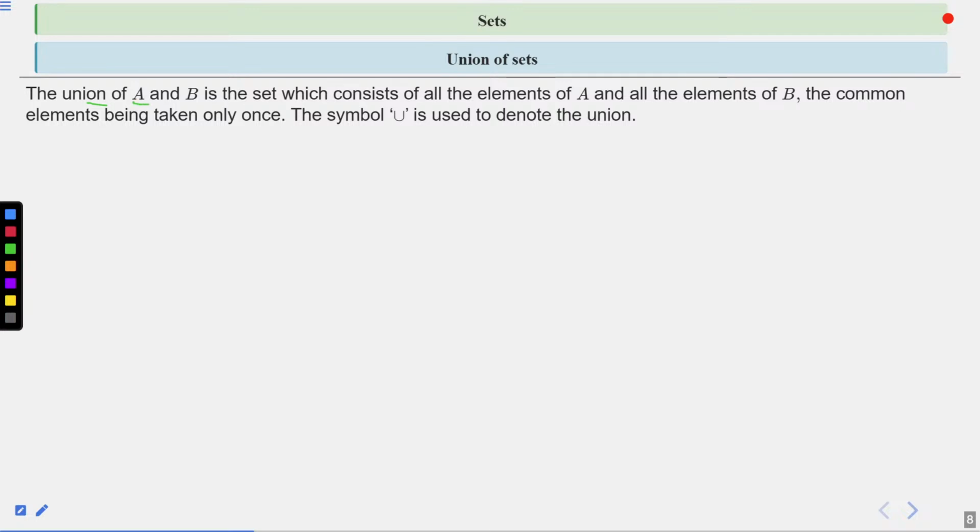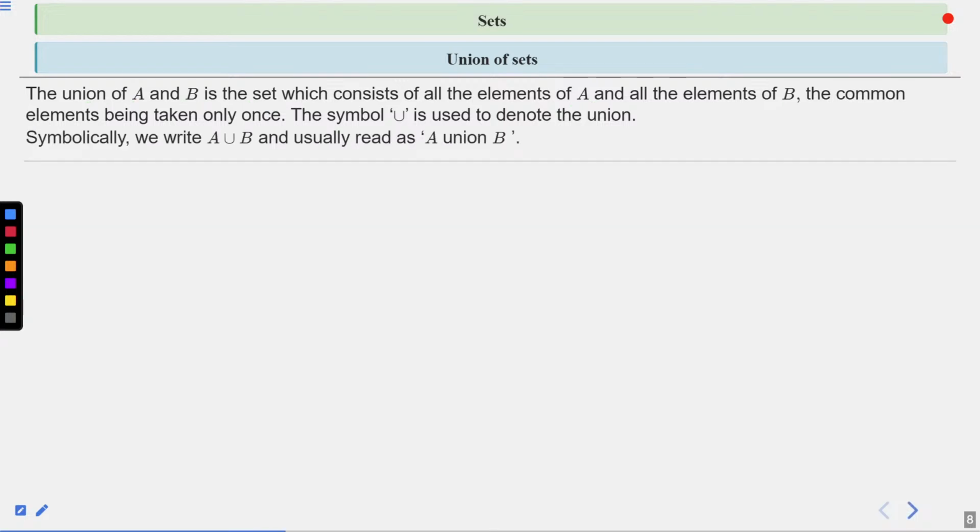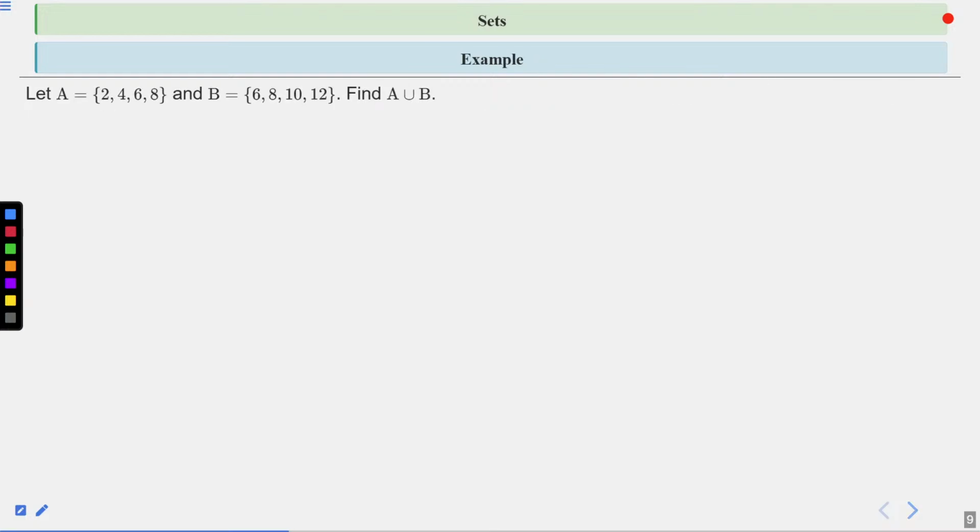those elements, not actually combining, adding like in real numbers, but collecting in a single set. So union of set A and B is another set which consists of all the elements of A and all the elements of B, the common elements being taken only once. The symbol for union is this upward U, used to denote the union. I hope this is clear. Now symbolically we write A union B and read it as A union B. So seeing this example, it will be all clear what is said in the previous slide.